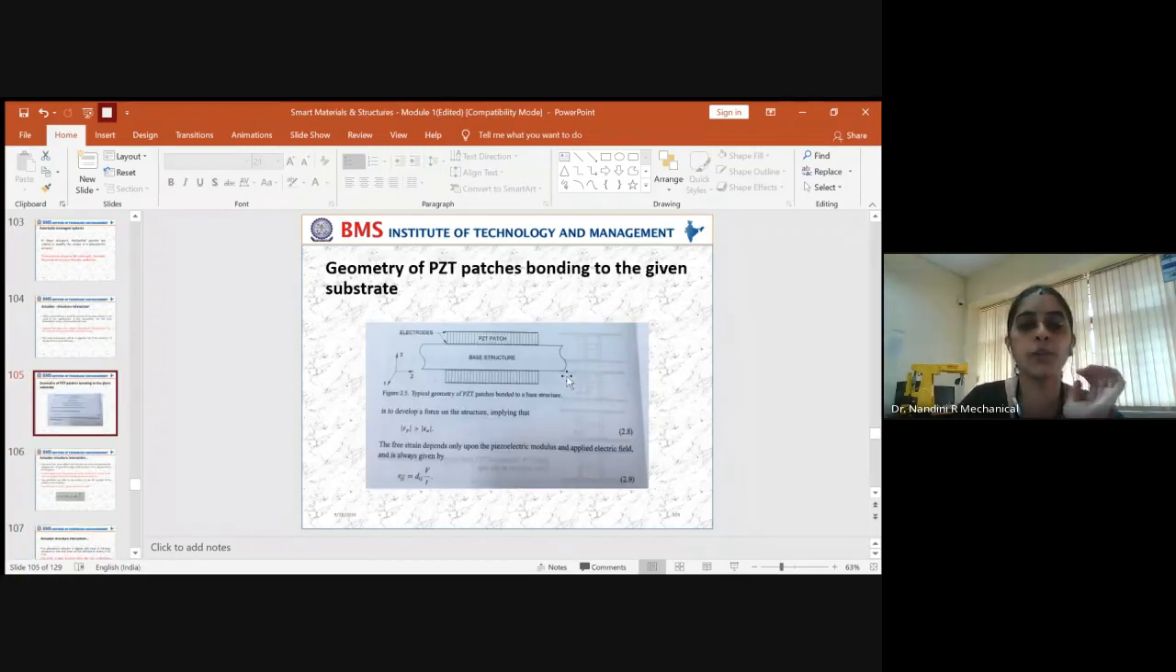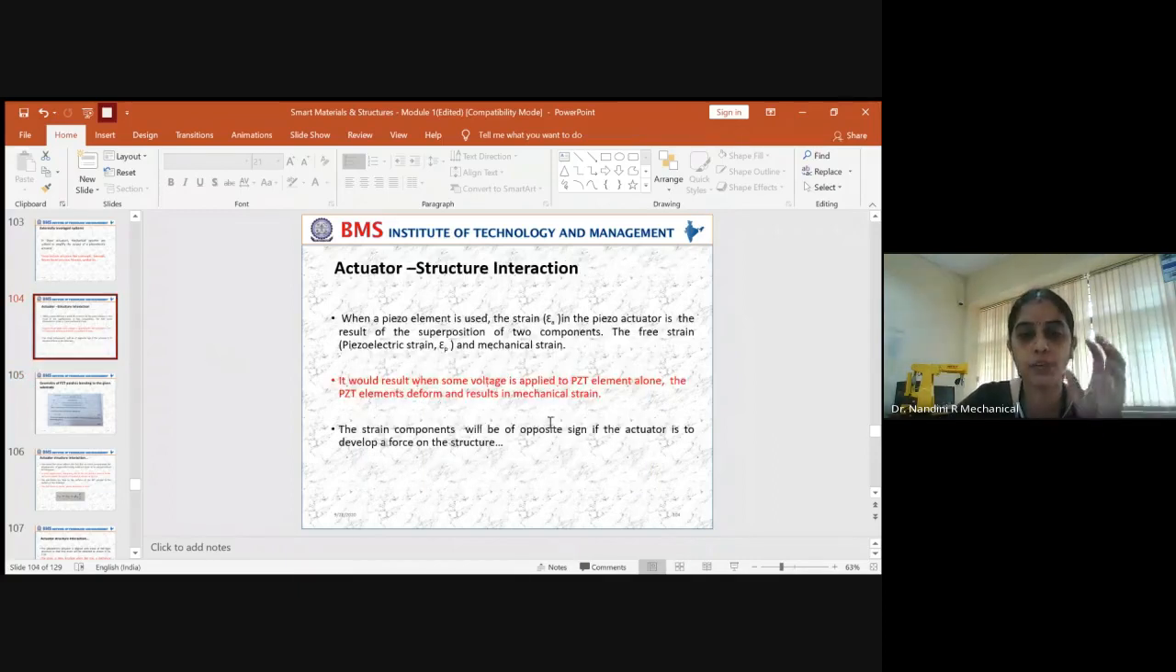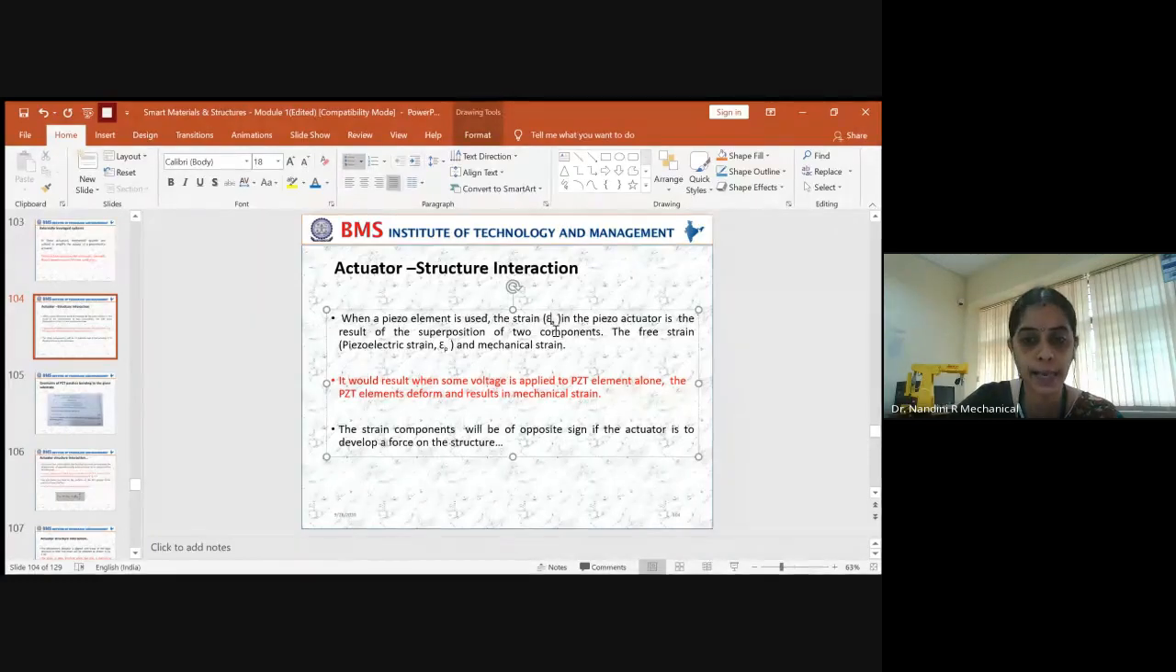Now you can understand the same thing here. Before starting, I just showed you the concept. You should know what you mean by strain. The piezo actuator strain is referred to by the symbol with the suffix A. If it is suffixed with A, then it shows that it is the strain of the piezo actuator. If it is just represented with the subscript P, then it is a free strain or the piezoelectric strain. That you should understand.